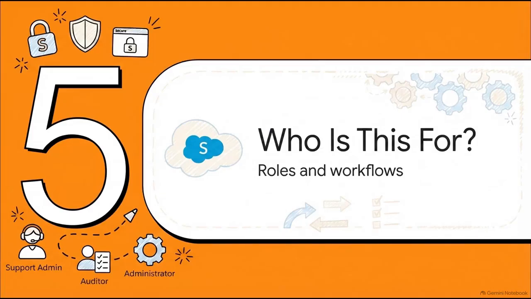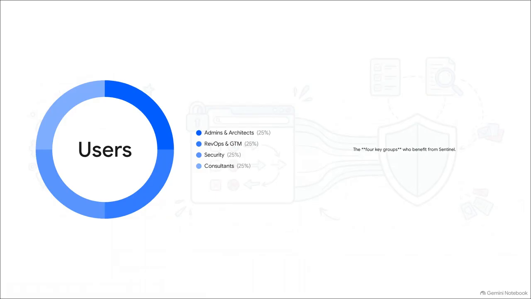Section 5. Who is this for? The roles and the workflows. Let's break down the specific workflows that stand to benefit the most from this. We can basically segment the main beneficiaries into 4 key groups. First up, admins and architects. If you're managing multiple orgs, like a production environment alongside several sandboxes, and you suddenly need a quick answer to, hey, did someone change this permission set? Well, this is custom built for you.